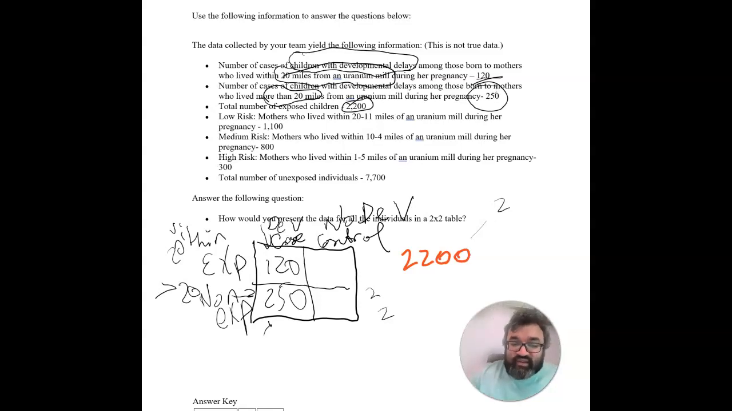As you can see, you're already able to surmise what the number is in the exposed control because you know the total. So all you do is take the total 2,200 and then subtract 120 from it. 2,200 minus 120. What is that? 2,080.